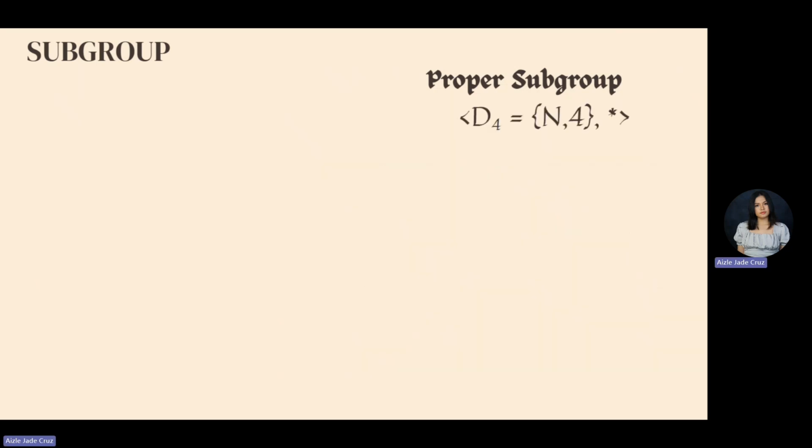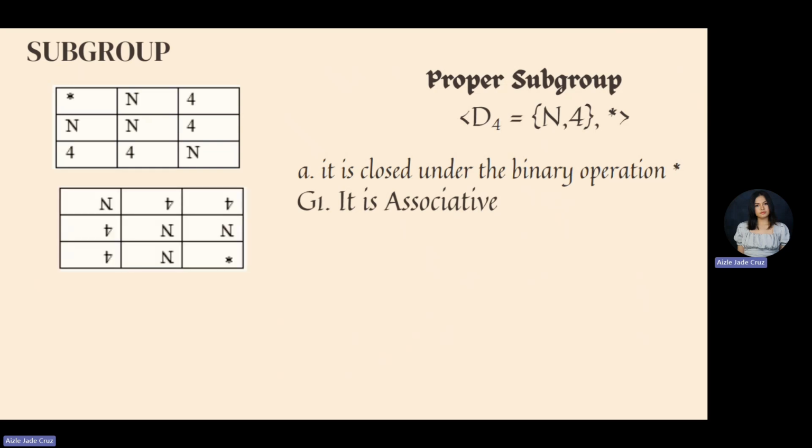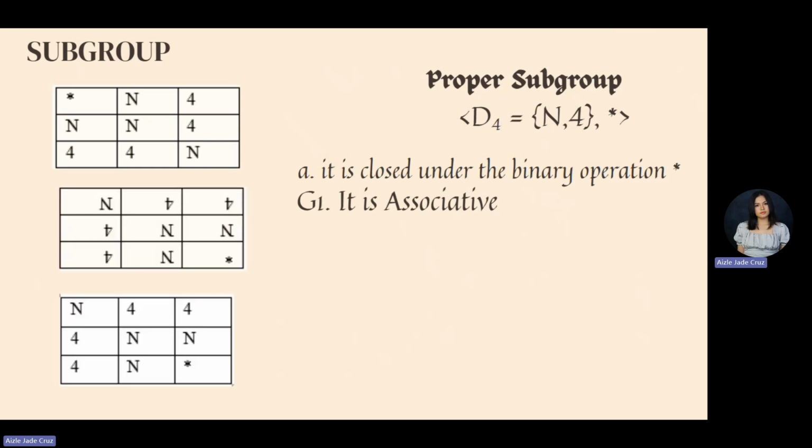The next is G sub 4 consisting of the elements n and 4 under the binary operation star. It is closed under the binary operation star. G sub 1, it is associative because if we rotate the table by 180 degrees, we can get the same structure as the original table. Therefore, it is associative. G sub 2, there's an identity element which is n.